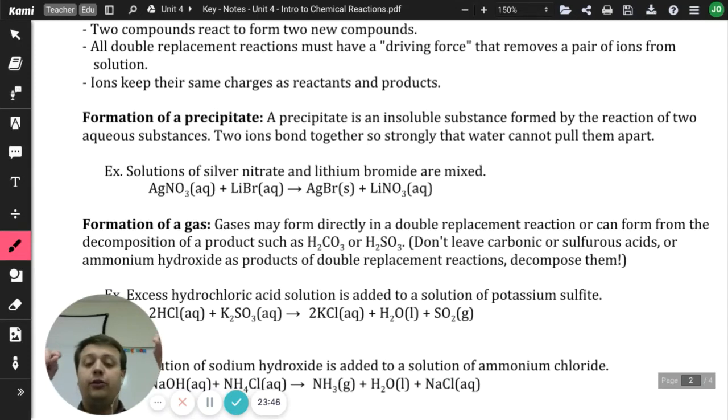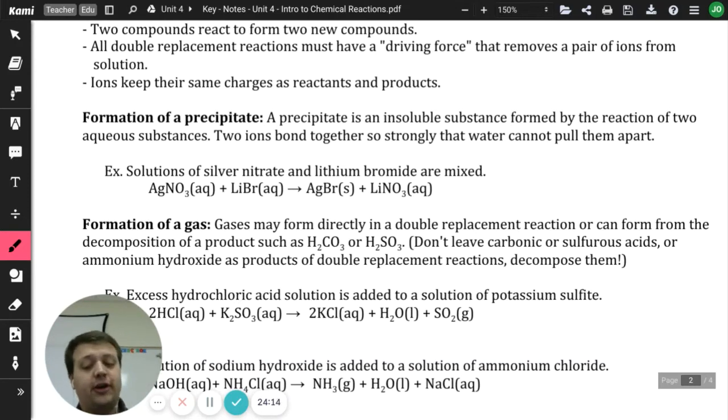Now, the 2 ions bond together so strongly that the water actually cannot pull them apart. Because remember, how things dissolve in water is that the water molecules go in, attach to the positive and the negative sides, and pull them apart. But when we form a precipitate, the bond is so strong between those atoms that the water is not strong enough to pull them apart. Okay? So, that's how that happens.